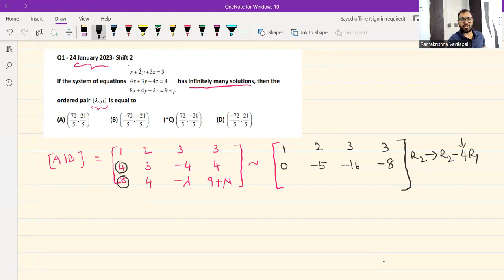Okay, now coming to the third row. Fortunately, here the first element in the first row is given as 1. So R3 implies R3 minus 8 R1. Multiply the first row elements by 8 and subtract from R3. So this becomes 0. Now 8 twos are 16, so 4 minus 16 is minus 12. And 8 threes are 24, so minus lambda minus 24. And 8 threes are 24, so 9 plus mu minus 24 gives mu minus 15. So the first step is over.